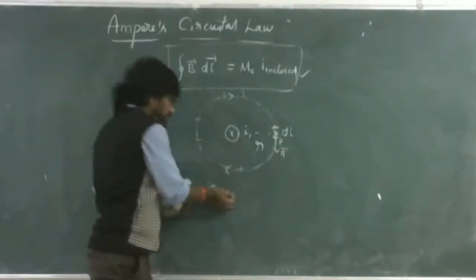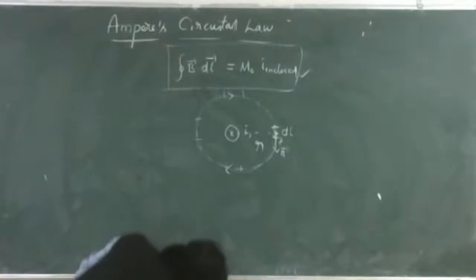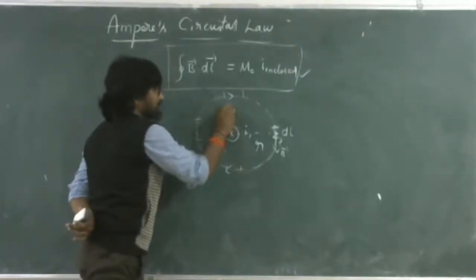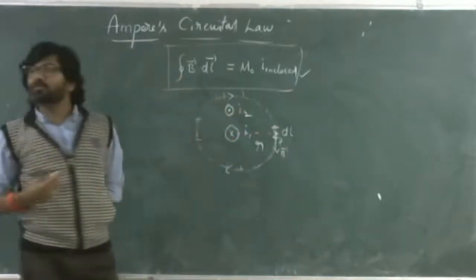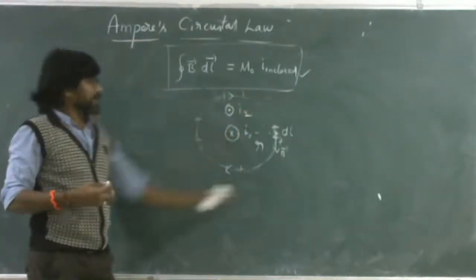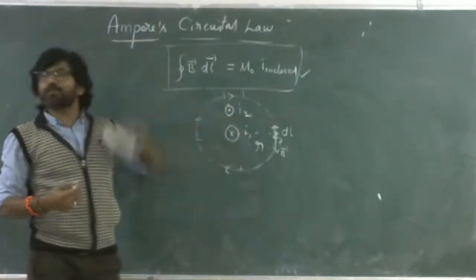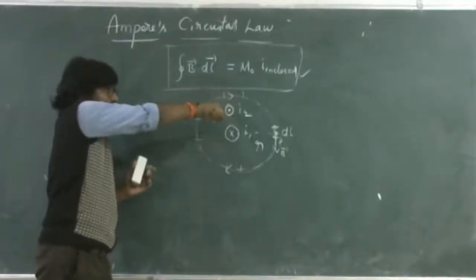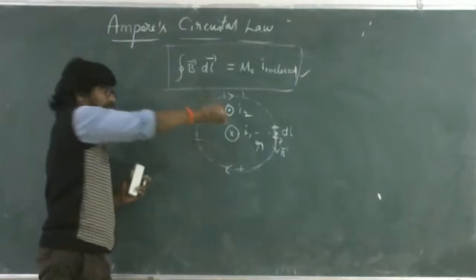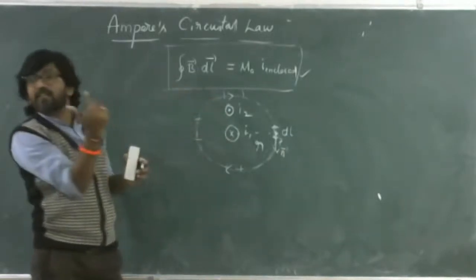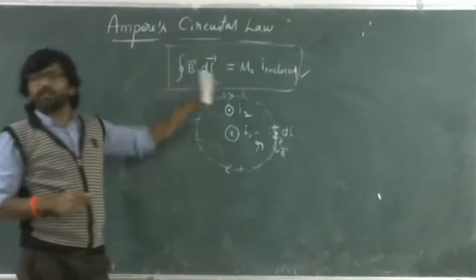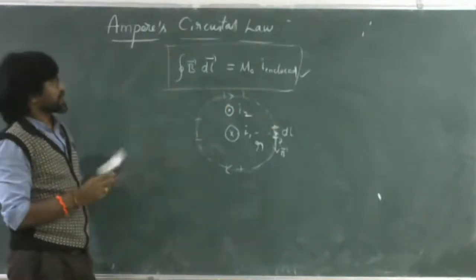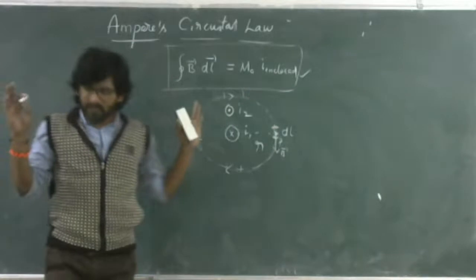If one more conductor is there, with current, let us say I2, coming out, then the enclosed current will be I1 minus I2. According to this loop direction, if you curl the fingers in the direction of the loop, the current which is into the plane will be positive, and the other one will be taken as negative. So I enclosed should be I1 minus I2. This is briefly the statement of Ampere's law.